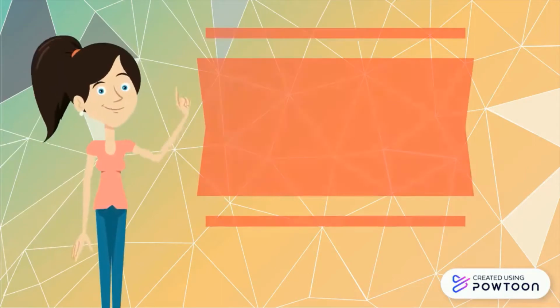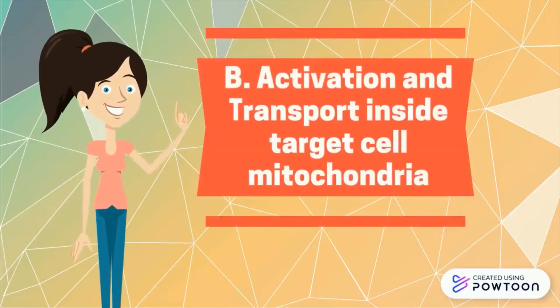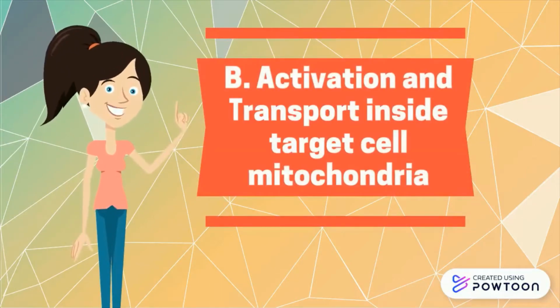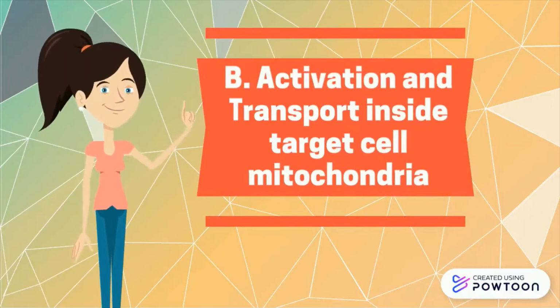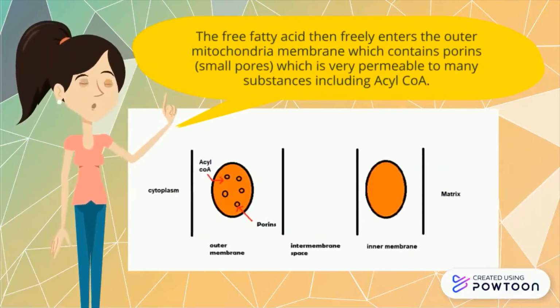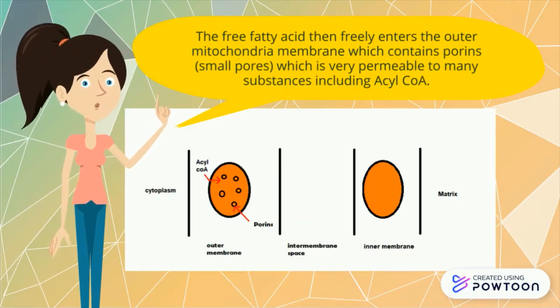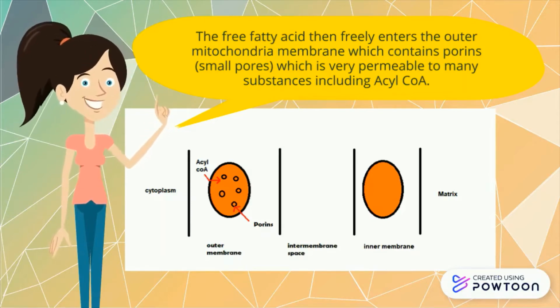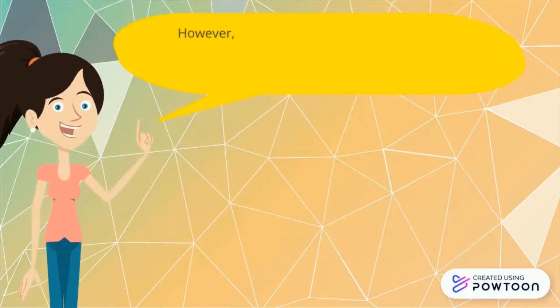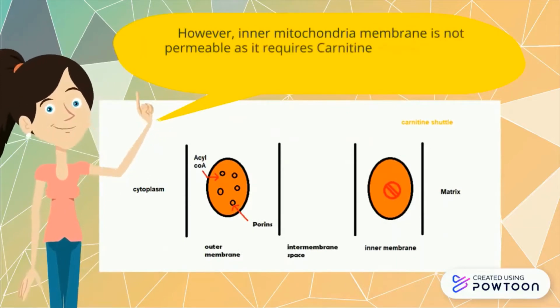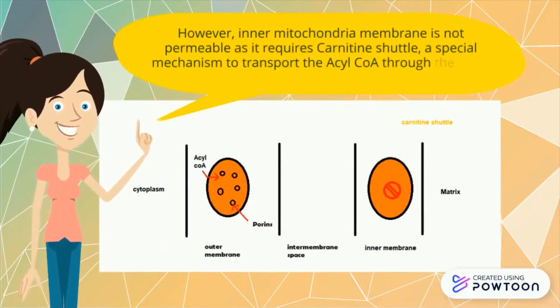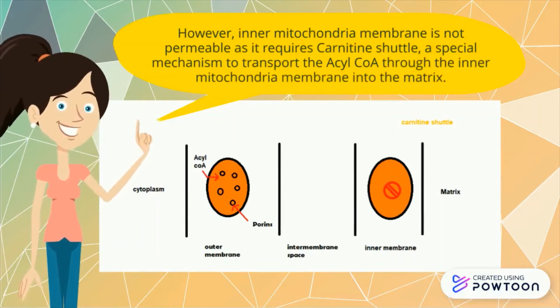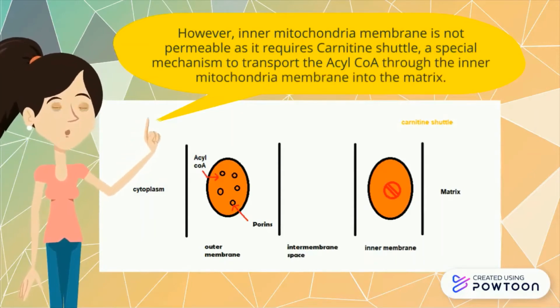Next, we move to activation and transport inside the target cell mitochondria. The free fatty acid then freely enters the outer mitochondrial membrane, which contains porins, which are very permeable to many substances including acyl-CoA. However, the inner mitochondrial membrane is not permeable as it requires the carnitine shuttle, a special mechanism to transport the acyl-CoA through the inner mitochondrial membrane into the matrix.